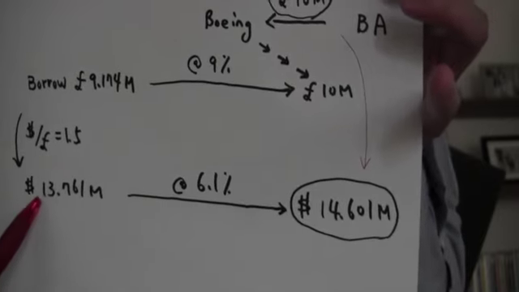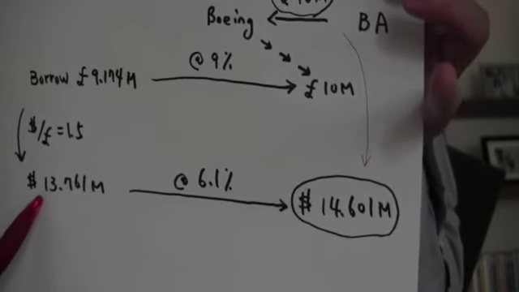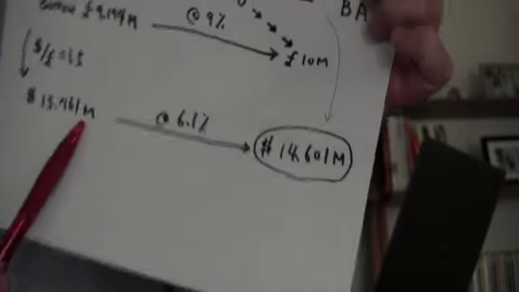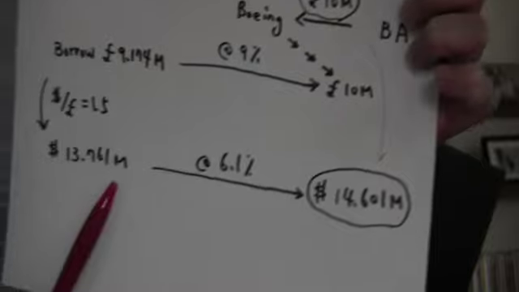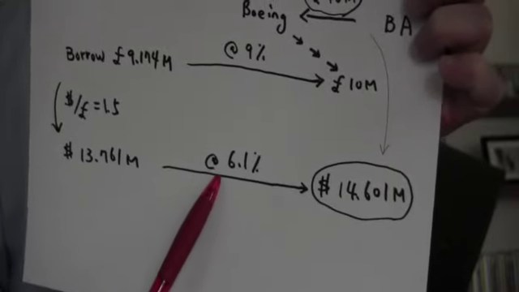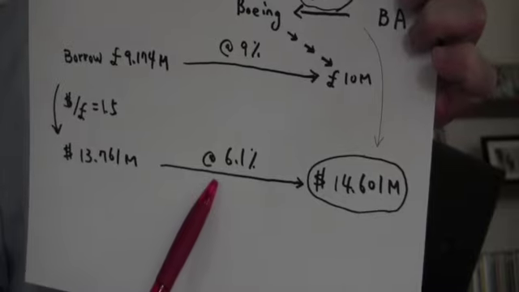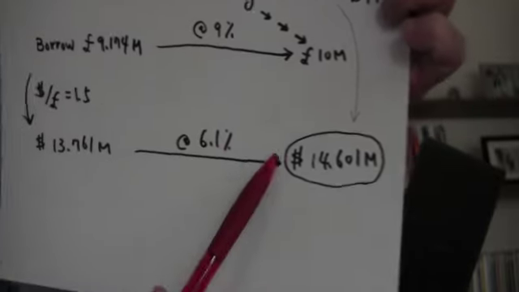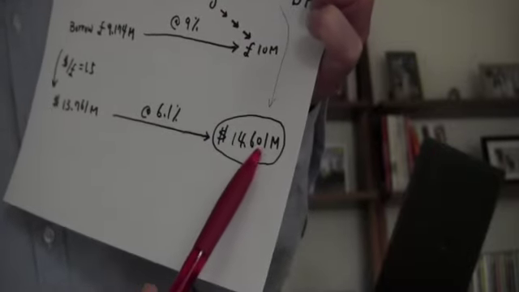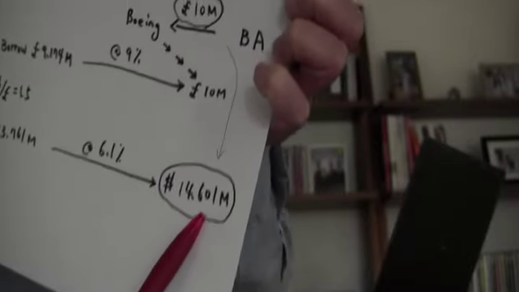This means that today we will be able to have 13.761 million US dollars, and we save this into a US dollar saving account, and we'll be able to earn 6.1% a year. Okay, and it's going to grow to $14.601 million in a year.